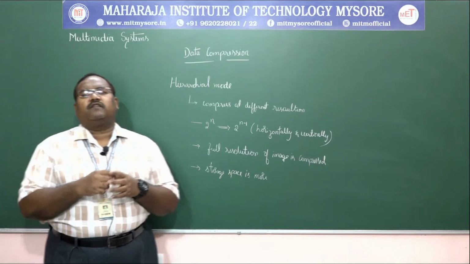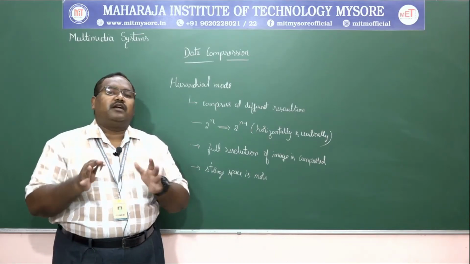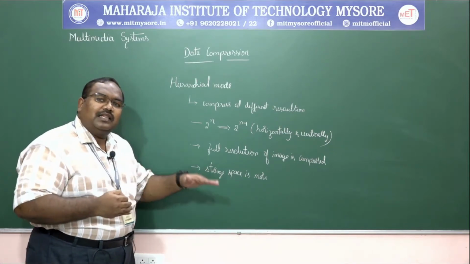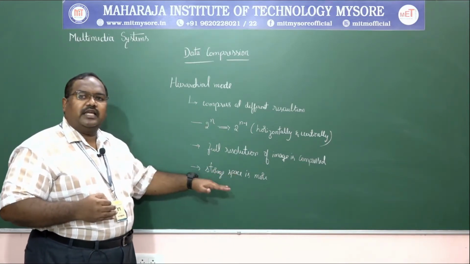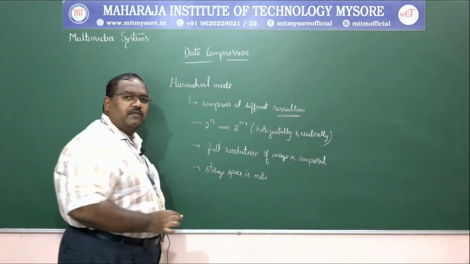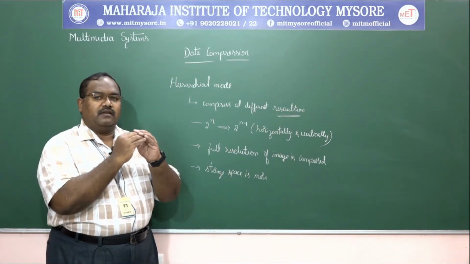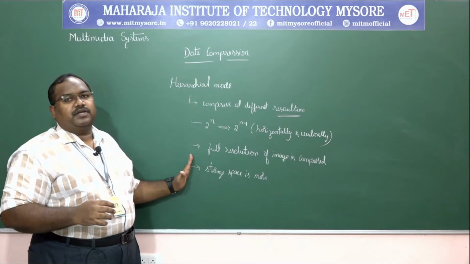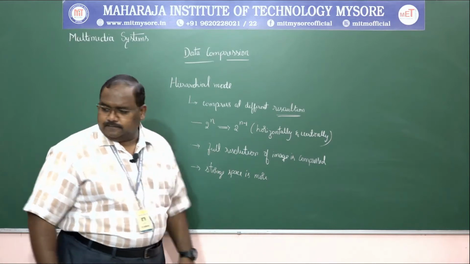The advantage here is that the compressed image is available at different resolutions, which means we can fix how much resolution we want. Till then we can keep going with the compression. This is one of the advantages of this hierarchical mode. We can stop the compression when the required resolution is achieved, which means the desired level of compression with respect to resolution can be fixed in this technique. So this is called the hierarchical mode of compression.